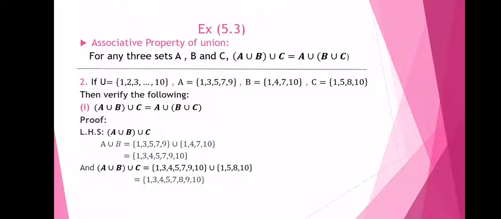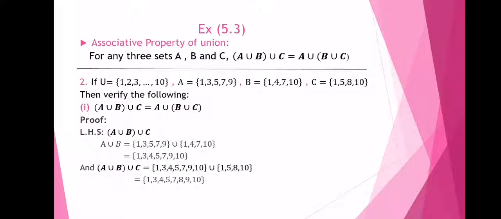Similarly, the associative property of union is (A union B) union C is equal to A union (B union C). That is, if we find the union of the first two and then its answer with the last one, and if we find the union of the last two and then its answer with the first one, it won't affect the union of the three sets.